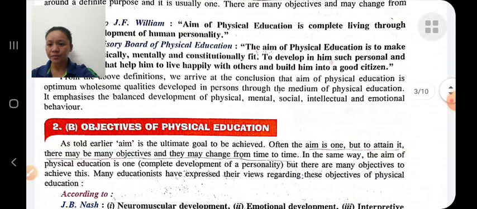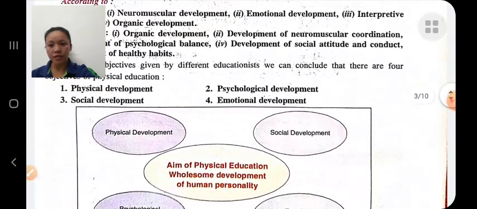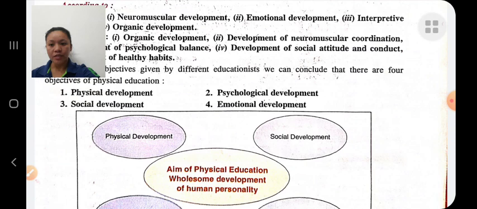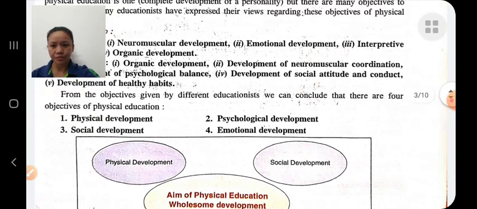To achieve our aim, we have to achieve many objectives, and objectives change from time to time. If we achieve our objectives, then we can achieve our aim of physical education, that is, complete development of an individual. The objectives of physical education are physical development, psychological development, social development, and emotional development.